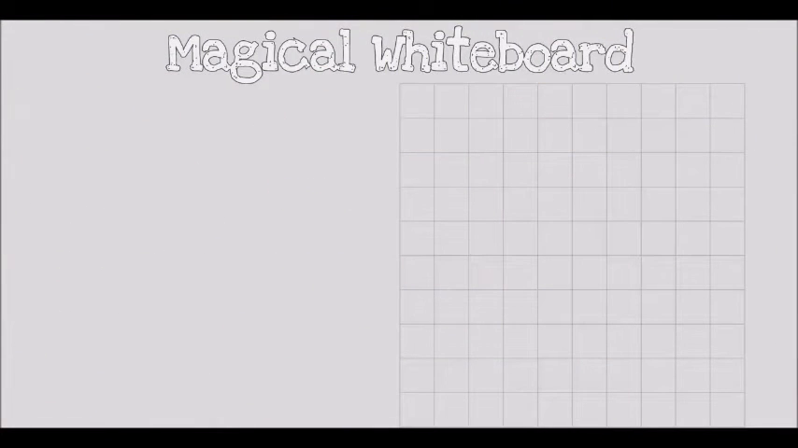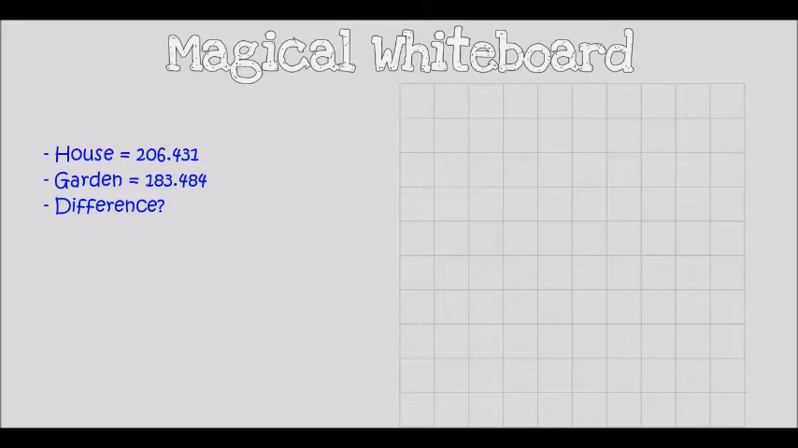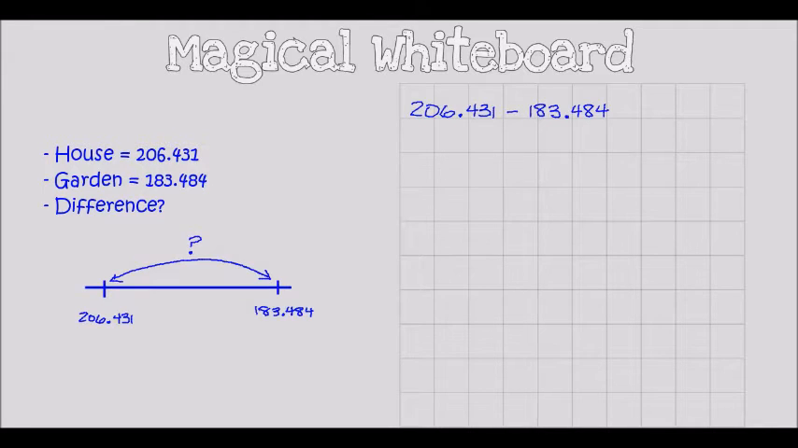So let's make a list of what we know. The coordinates inside the front door of my house are 206 and 431 thousandths. The coordinates at my garden are 183 and 484 thousandths. And what we want to know is the difference. And whenever we want to know the difference between two numbers, we are doing subtraction. So our numerical expression will be 206 and 431 thousandths minus 183 and 484 thousandths. And here's a little picture of what's going on. I'm finding the distance between two spots, the difference between two spots.